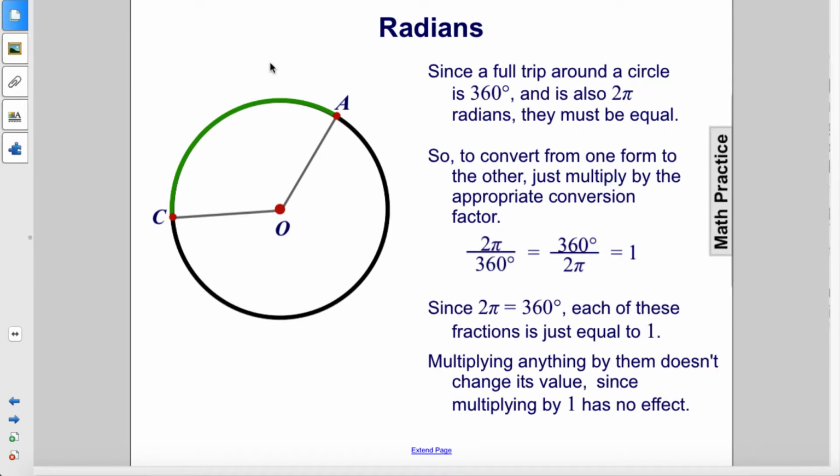Since a full trip around a circle is 360 degrees and is also 2 pi radians, they must be equal. So to convert from one form to the other, just multiply by the appropriate conversion factor. 2 pi over 360 or 360 over 2 pi both equal 1. Since 2 pi equals 360, each of these fractions is just equal to 1. Multiplying anything by them doesn't change its value since multiplying by 1 has no effect.